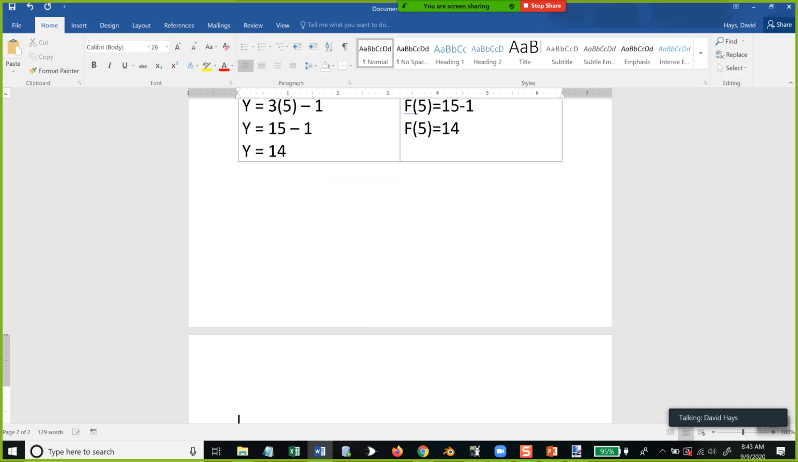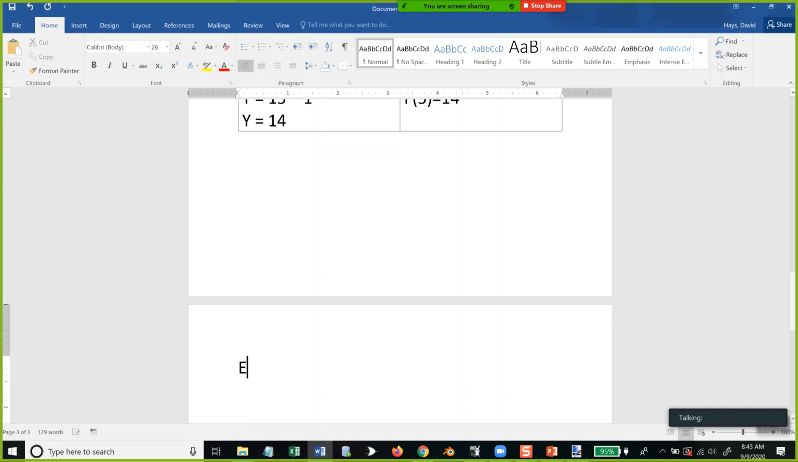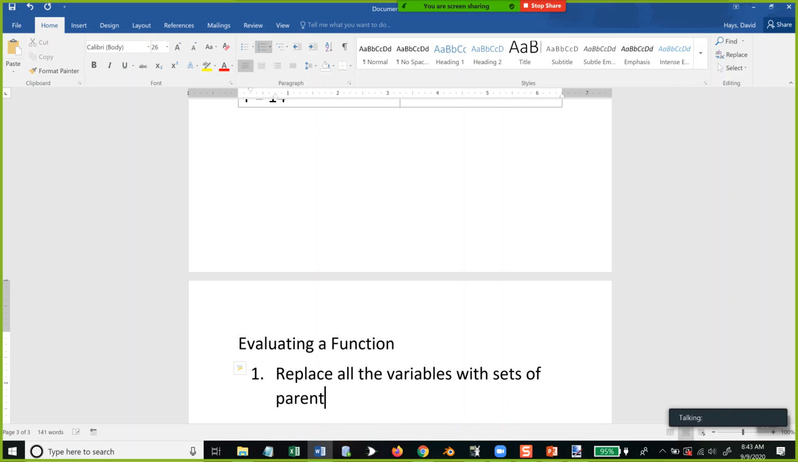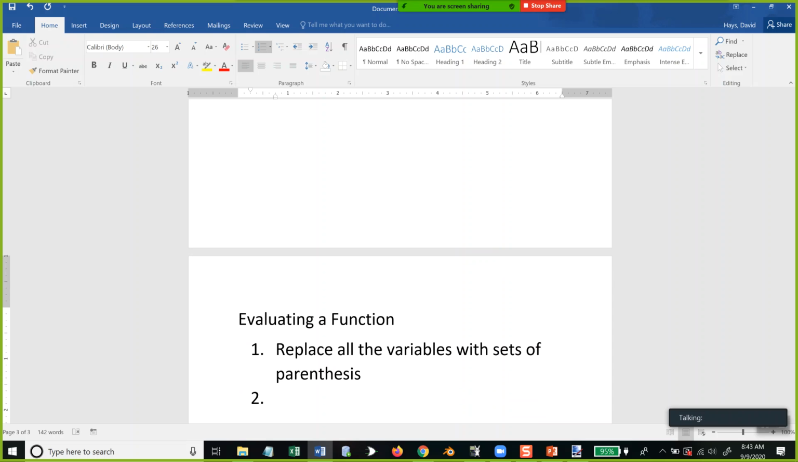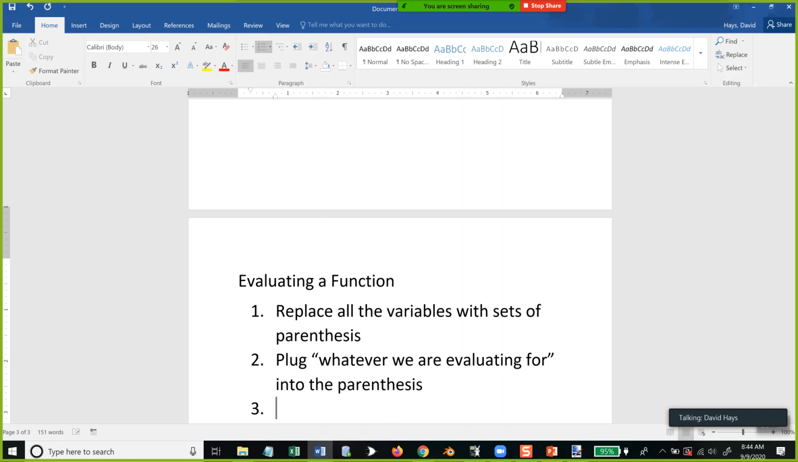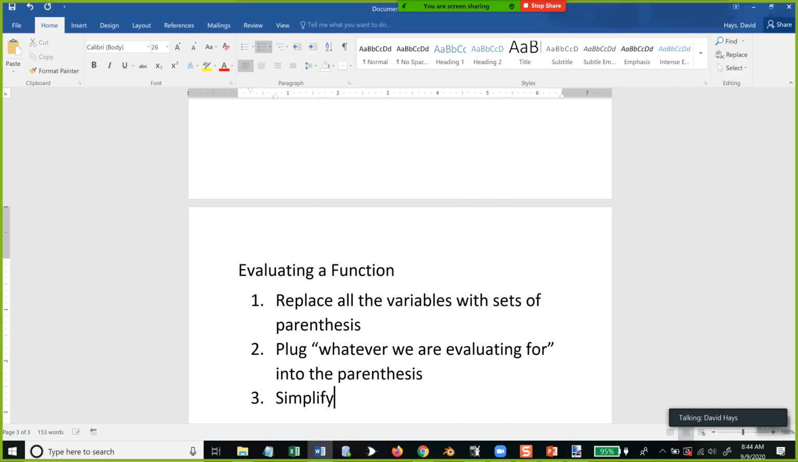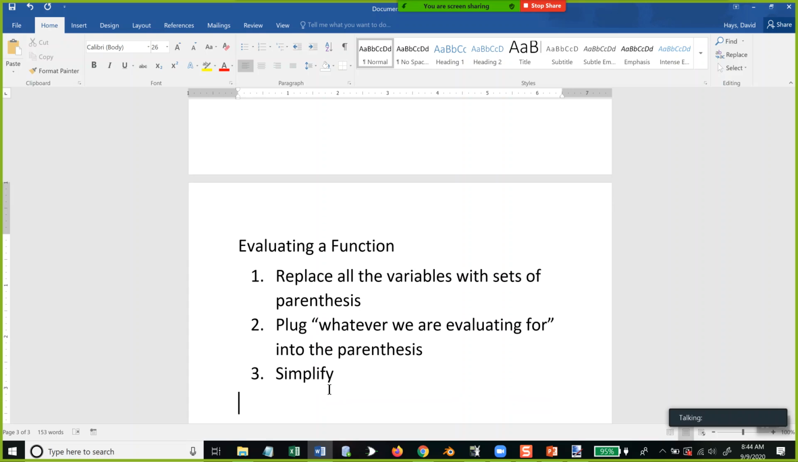Now the steps for evaluating a function. Step 1, replace all the variables with sets of parentheses. Step 2, plug whatever we are evaluating for into the parentheses. And then step 3 is to simplify. Simplify probably has 100 different meanings in algebra.